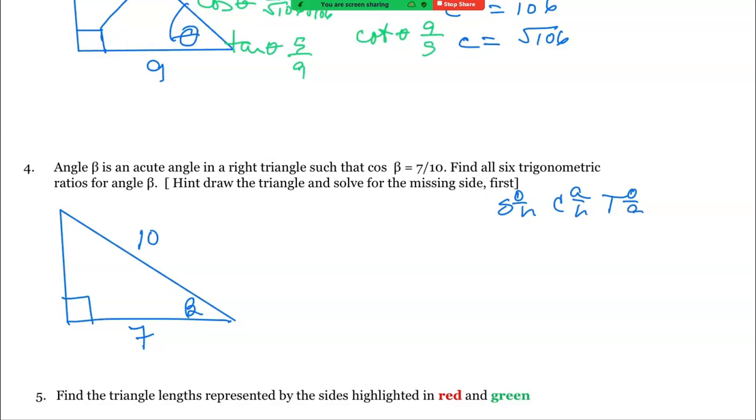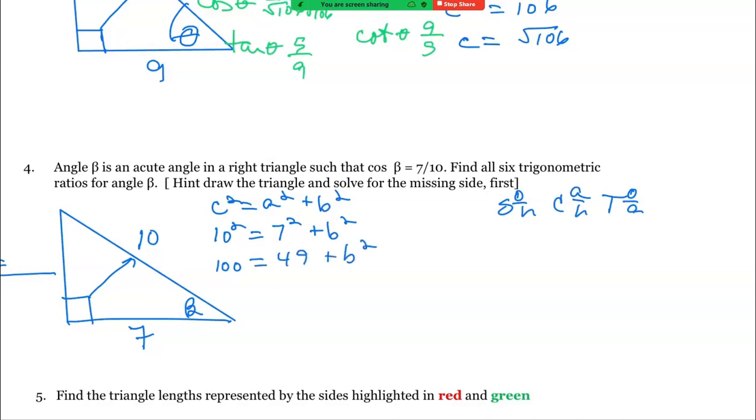And we're going to need to get the missing side. This is what's missing. I'm going to call that the B side. Okay. C squared equals A squared plus B squared. C squared will be 10 squared equals 7 squared plus B squared. That's 100. This is 49 plus B squared. B is going to end up being radical 51. I'm assuming that you can do that.